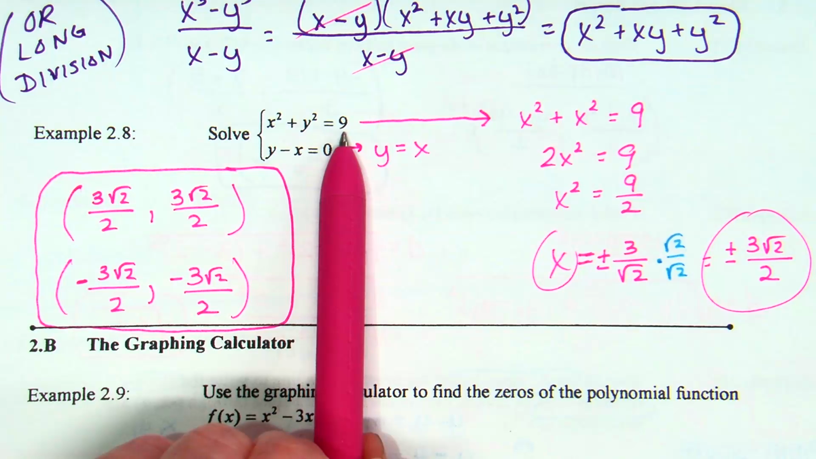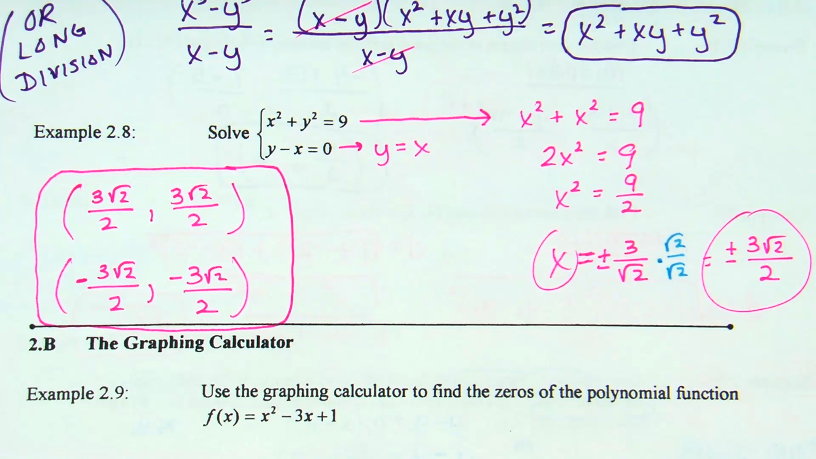Okay, so x squared plus y squared equals 9. That's just saying it's a circle centered at the origin, radius, which is the square root of this, so 3. So does that make sense why there's 2 answers? You've got a circle with a line crossing through it. And if we would have solved this by graphing, we would have had to have 2 equations for the circle, a top half and a bottom half.